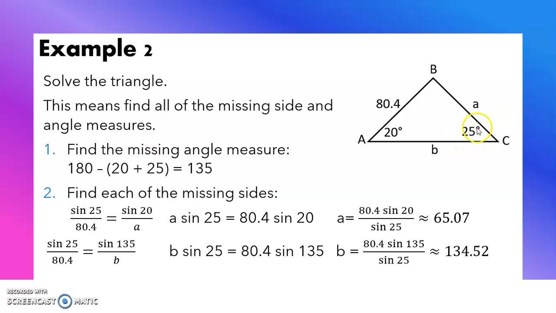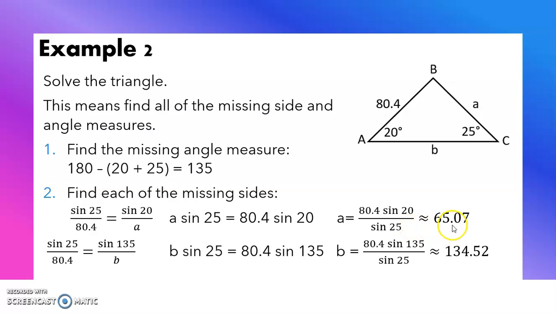So I'm going to use the sine of 25 over 80.4 as my first fraction. And then for A, I'm going to do the sine of 20 over A. So this is my proportion. I did A times sine 25 equals 80.4 times sine 20. I have to divide by the sine of 25.